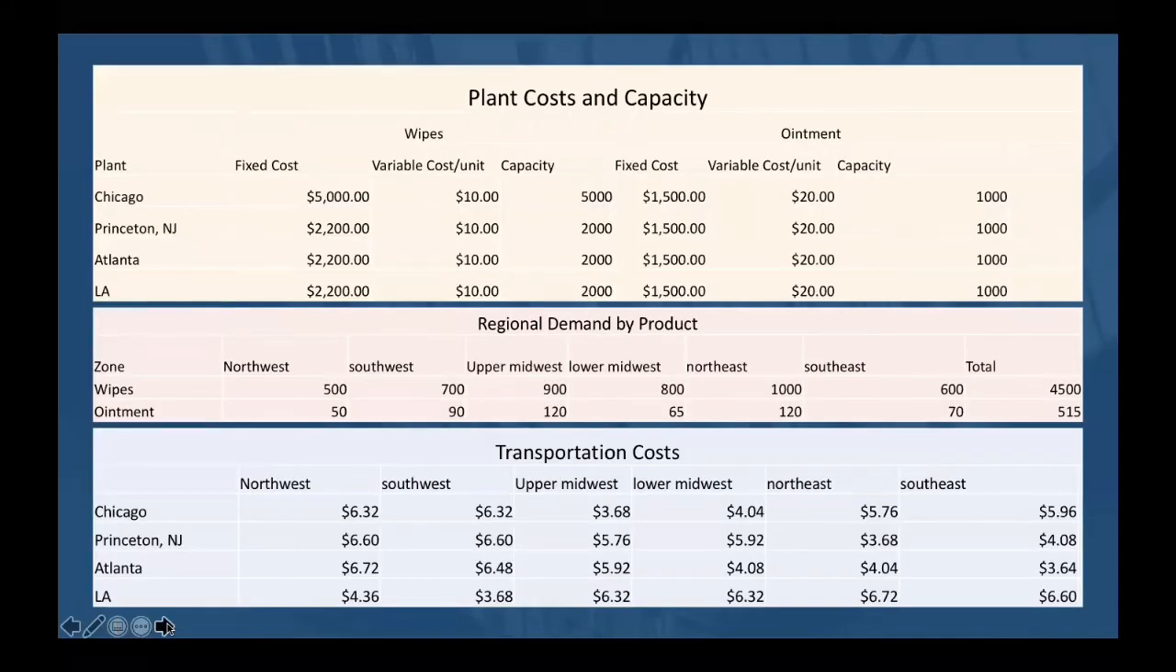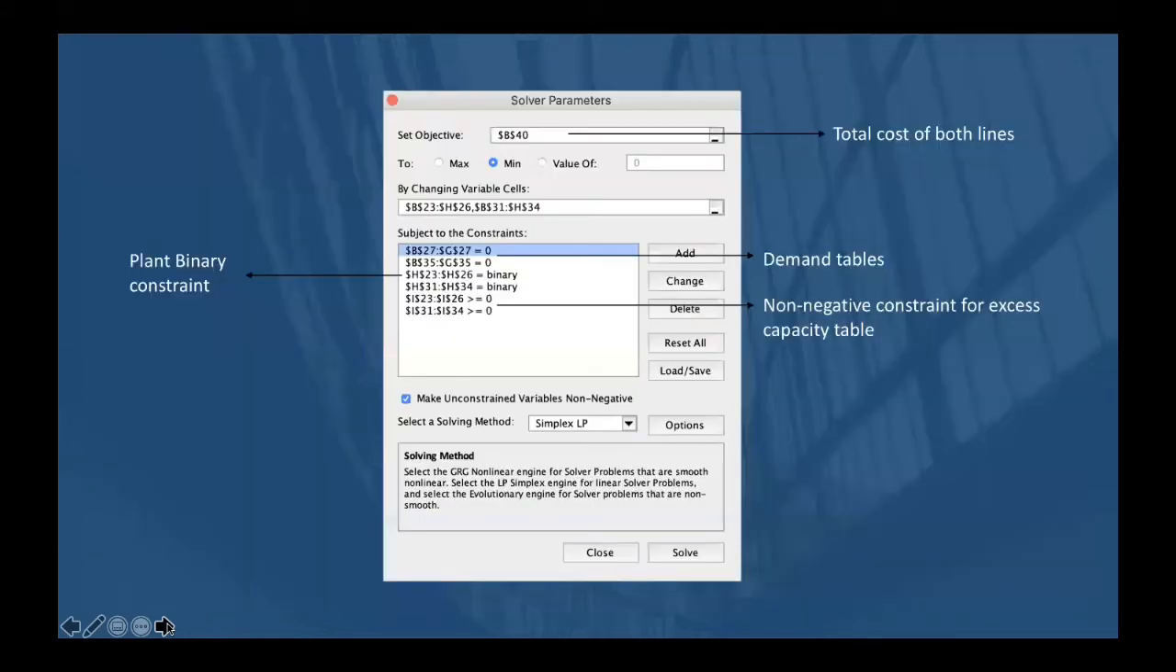First, we need to understand what factors need to stay constant and what demands he needs to meet. Considering that he already has a Chicago plant, for setting up the Princeton, Atlanta, and Los Angeles plants, as you can see in the topmost Excel table, the fixed cost is the exact same, and also the variable cost is the exact same for wipes and ointment. In the middle table, you can see that the demand differs from Northwest, Southwest, Upper Midwest, and moving on to Southeast. So what we need to do is make a combination of where to set up the plant so that it's closest to its region.